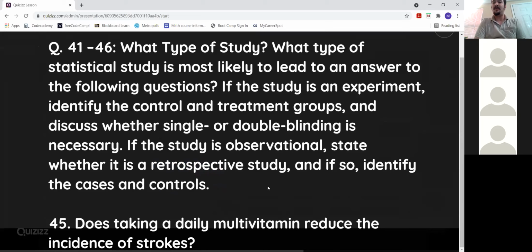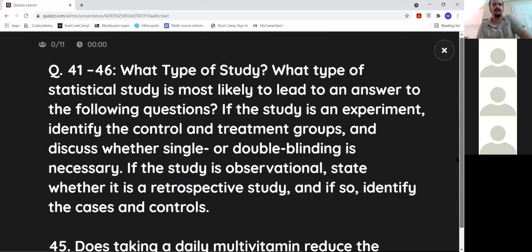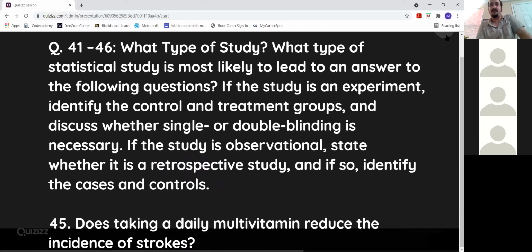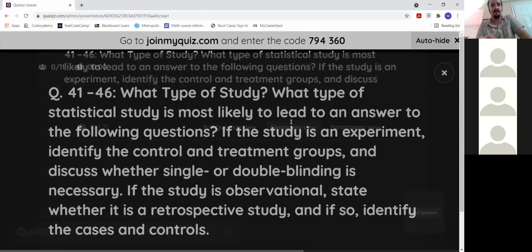Does taking a daily multivitamin reduce the incidence of stroke? 41-46. What type of study? Now we want to describe what type of statistical study is most likely to lead to an answer to the following questions. So are you going to do this with a study or an experiment is what they're going to ask. And if you're doing it with an experiment, single blind, double blind. If it's a study, state whether it's a retrospective study. Those are weird directions. I think they're asking which way should we do this.